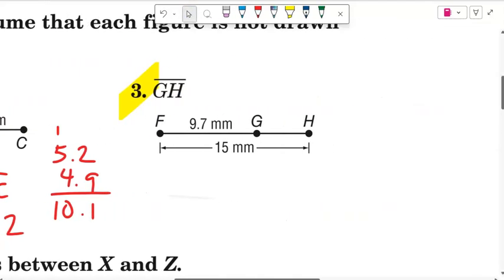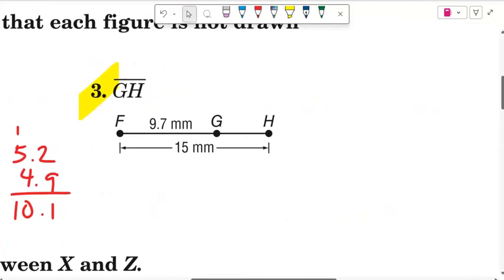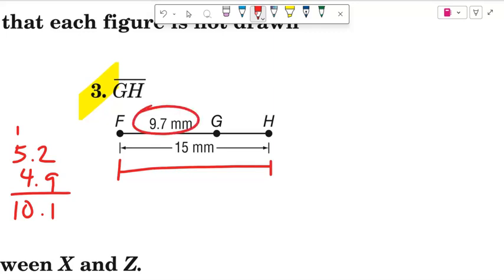Good. Going on to example 2. Being able to read these drawings is important. You're going to do this on your practice problems today. Anytime you get a line all the way across a segment, that's telling you that's the length of the whole thing. Up here, above the segment, that's telling you that's just the length between this point and this point.